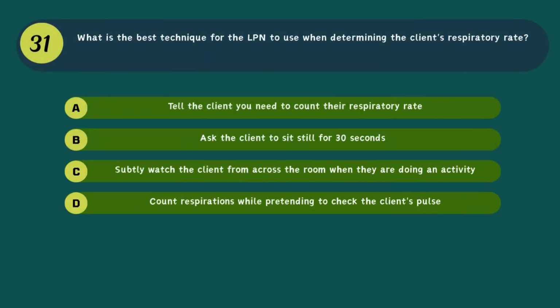Question 31. What is the best technique for the LPN to use when determining the client's respiratory rate? A. Tell the client you need to count their respiratory rate. B. Ask the client to sit still for 30 seconds. C. Subtly watch the client from across the room when they are doing an activity. D. Count respirations while pretending to check the client's pulse.